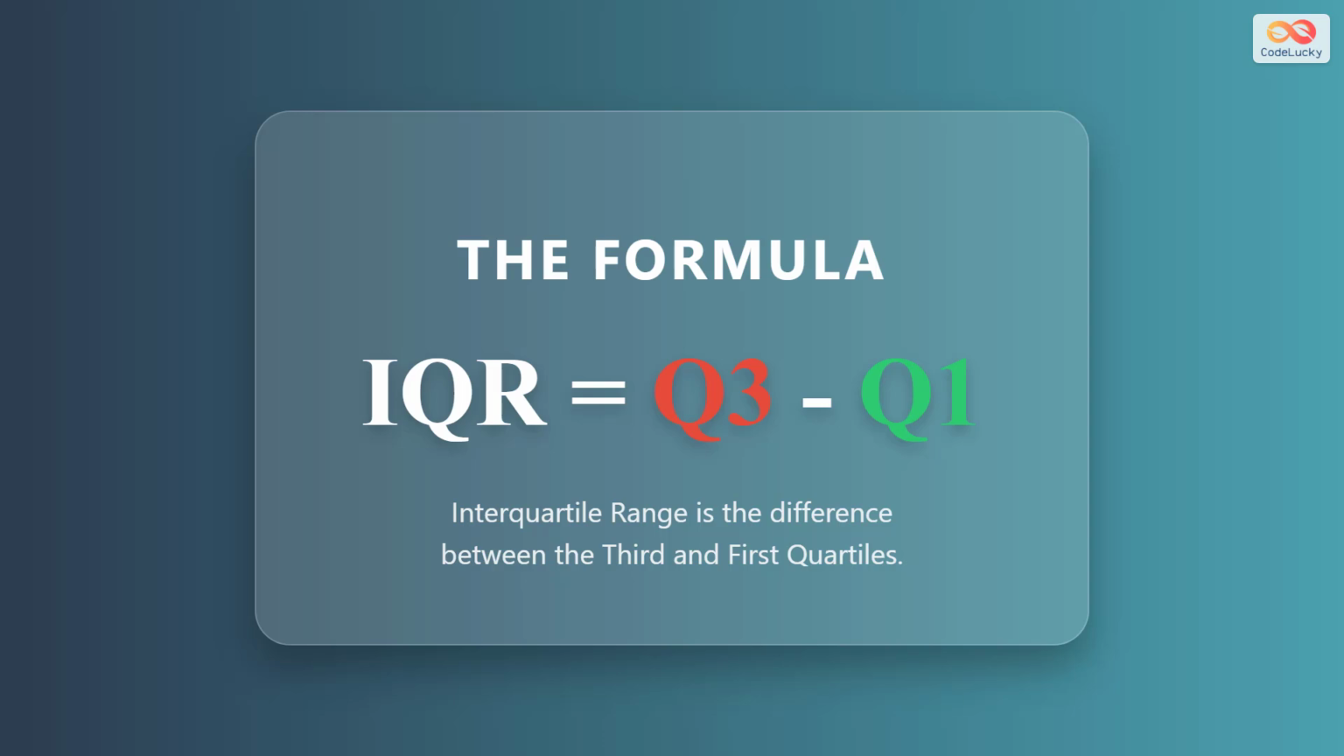We now have everything we need. The formula for interquartile range is simply Q3 minus Q1. It represents the distance between the third quartile and the first quartile.